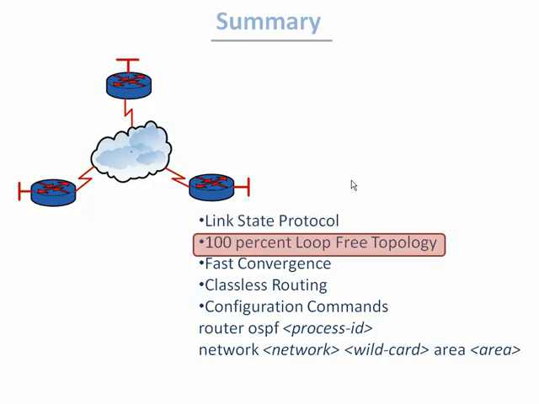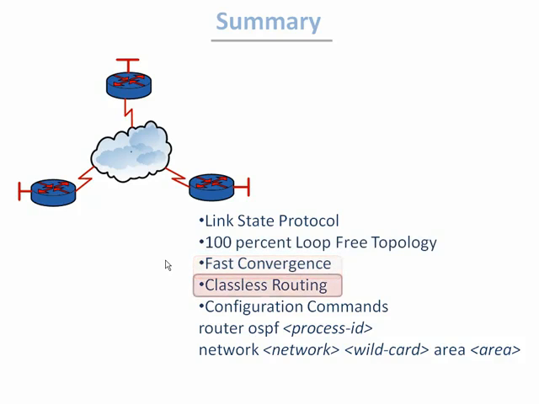But because it is a link state protocol, it needed to have some hierarchical design on the network, and it had to include different areas in order to be able to operate properly. It also provides fast convergence, because of being a link state protocol and having the different areas. And as a typical link state protocol, OSPF gives us the ability to perform classless routing.